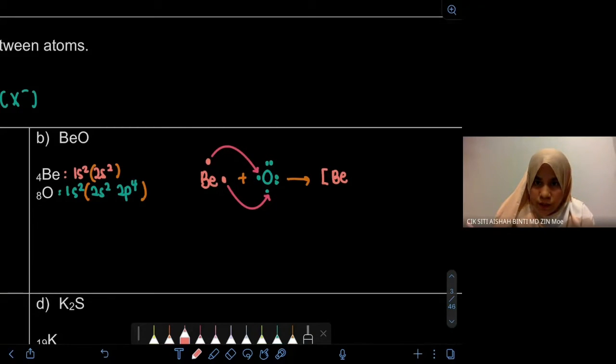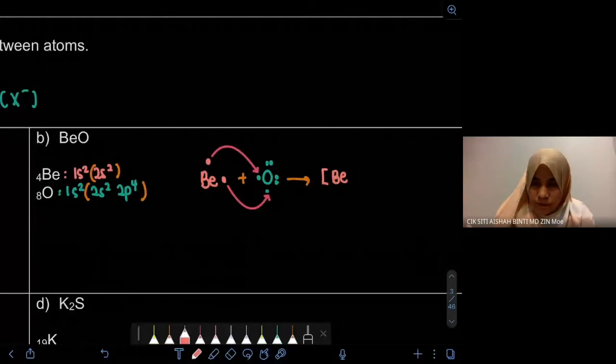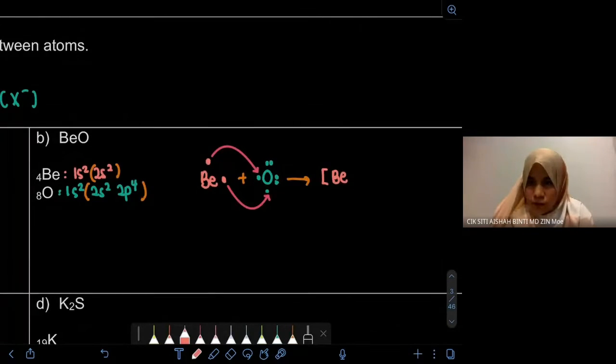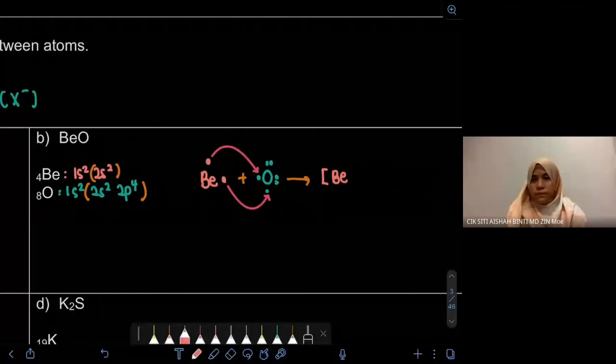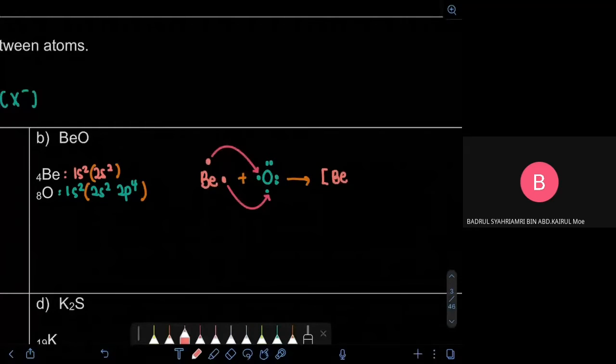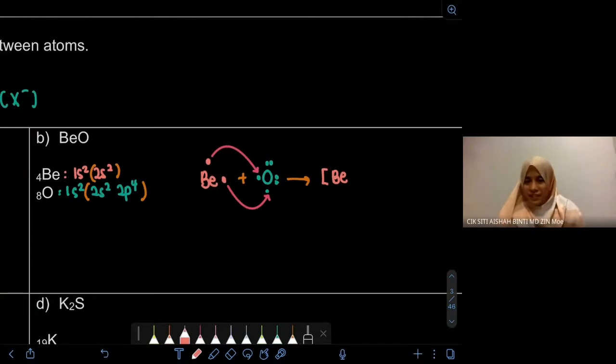Okay, so beryllium. Ya Badrul ada soalan? Kalau tak nak tulis, kalau tak nak cakap, tulis pun boleh. Tidak madam, tertekan. Oh, tertekan.